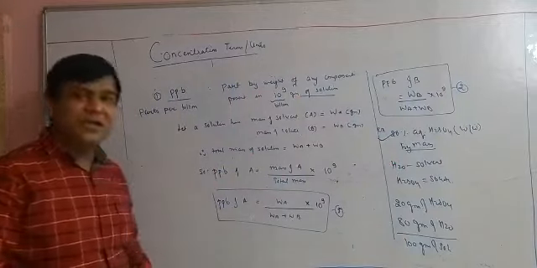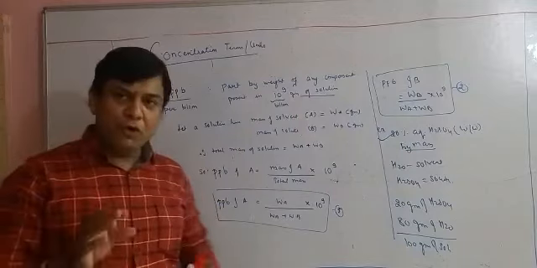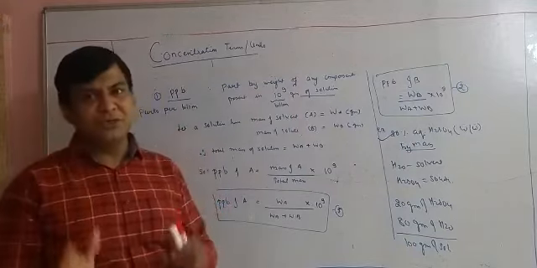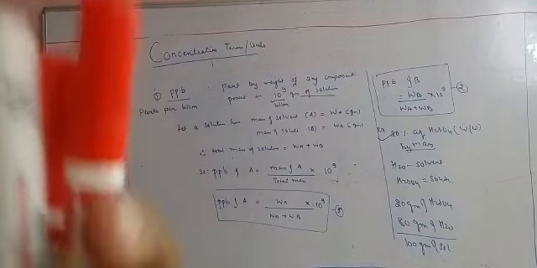Now the next unit is the mole. The fourth unit we are discussing is the W by W unit, and the next is the mole, the most important unit. We will take a break.